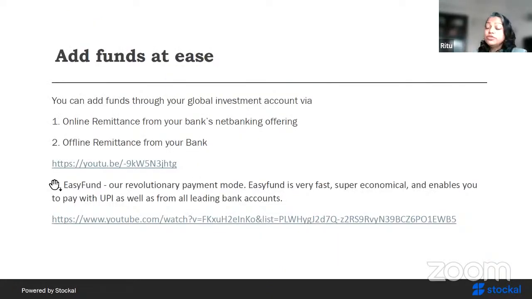Now you've added your account, you will receive an email saying your account has been approved and you can go ahead and add your funds. So how do you add your funds? You can add your funds through 3 ways.